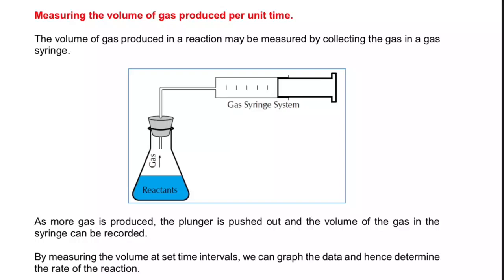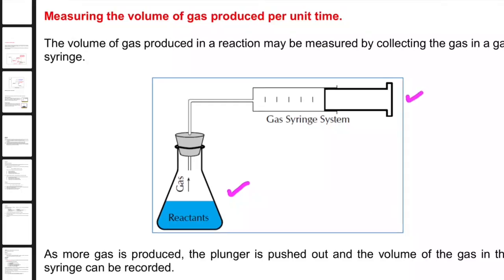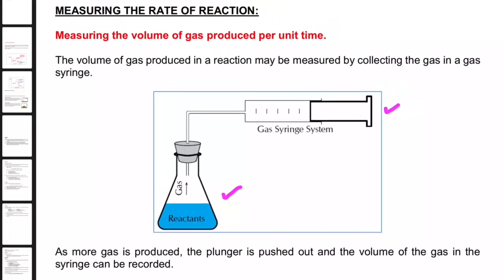The volume of gas produced in a reaction may be measured by collecting the gas in a gas syringe. So take a look at this setup. We have the reactants, and on top of the conical flask, we have a gas syringe. This setup will obviously work in a reaction where a gas is produced, right? As more gas is produced, the plunger is pushed out and the volume of the gas in the syringe can be recorded. By measuring the volume at set time intervals, we can graph the data and hence determine the rate of a reaction.